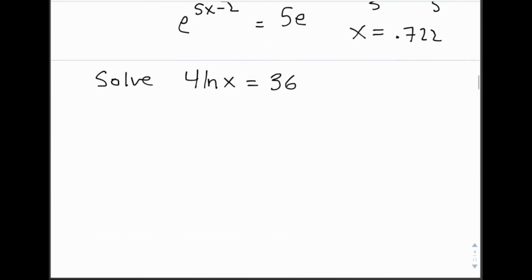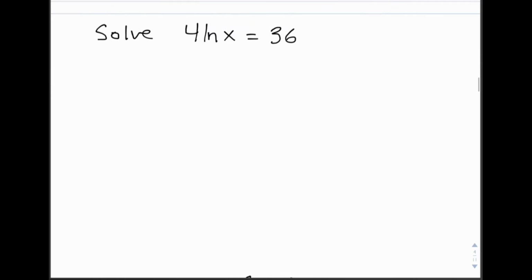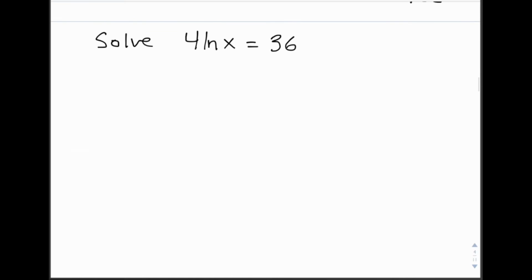Okay, so now we can go ahead and look at this other example here. Our other example asks us to solve for 4 times the natural log of x equal to 36. So the first thing we see in this case is that we have a 4 on our left hand side. So let's go ahead and divide by 4. That will get us the natural log of x is equal to 36 divided by 4, which is 9. So now let's go ahead and try to rewrite this. The natural log of x equal to 9.